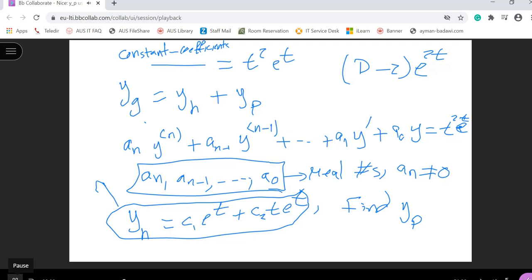So I will have m squared minus 2m plus 1 equals 0. Remember, I call it the characteristic polynomial of the differential equation. In order to come up with this y homogeneous, we'll have a polynomial here. All right, so let's get to the things.